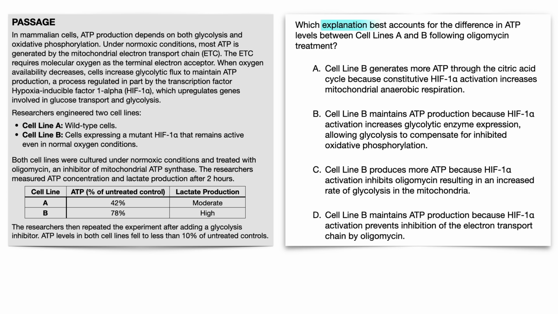The question asks for an explanation that accounts for the difference in ATP levels between cell lines A and B following oligomycin treatment. And while the question, as well as answer choices, reference information you saw in the passage, some of the answer choices also have fundamentals, words and ideas that you know you have to know for MCAT. The big question is when to apply fundamentals.